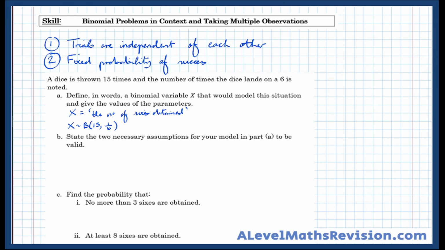Part B, state the two necessary assumptions for your model in part A to be valid. Well, the first assumption is trials are independent of each other, but we know we need to put this into the context of the question. So the question involves rolling a dice. So the first assumption: rolls of the dice are independent of each other.